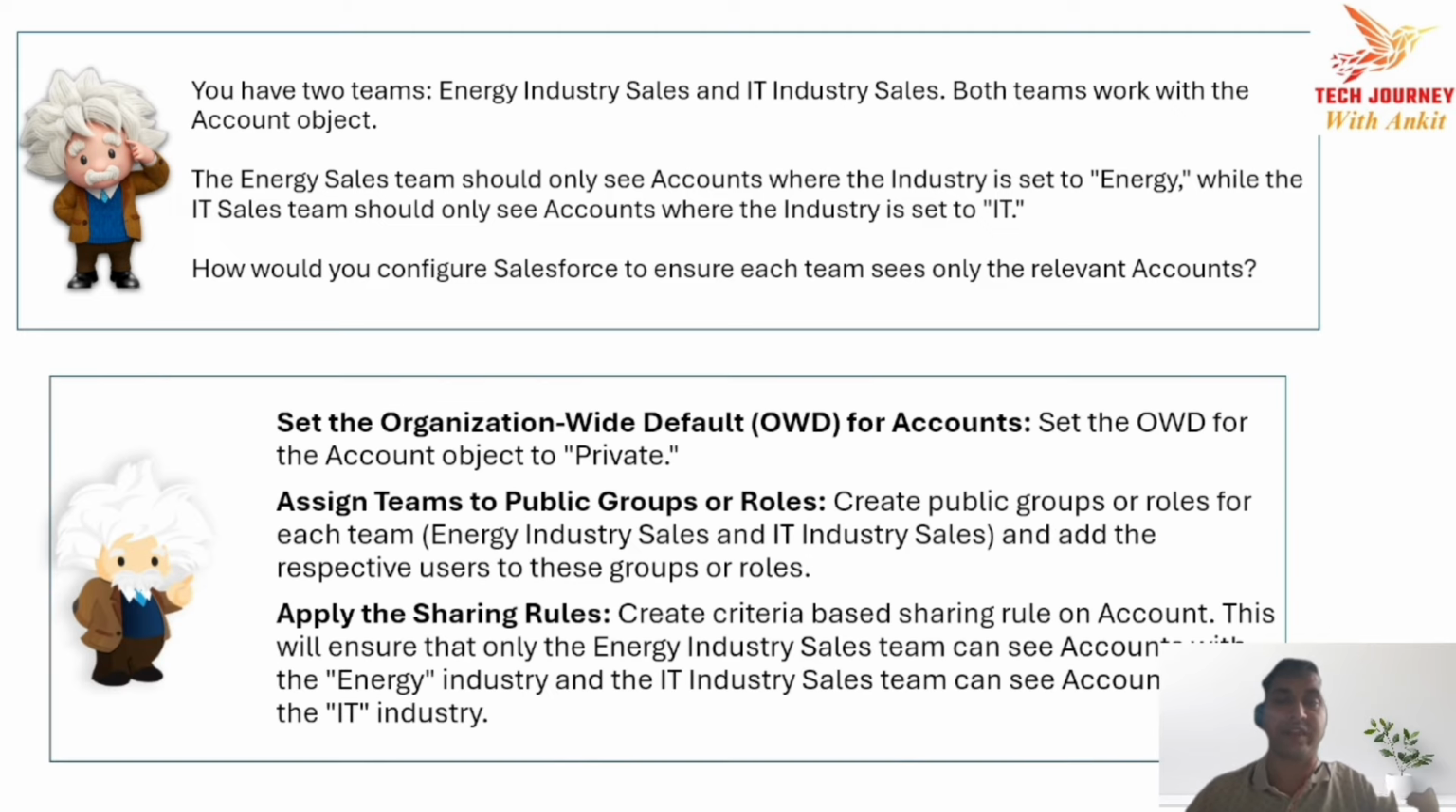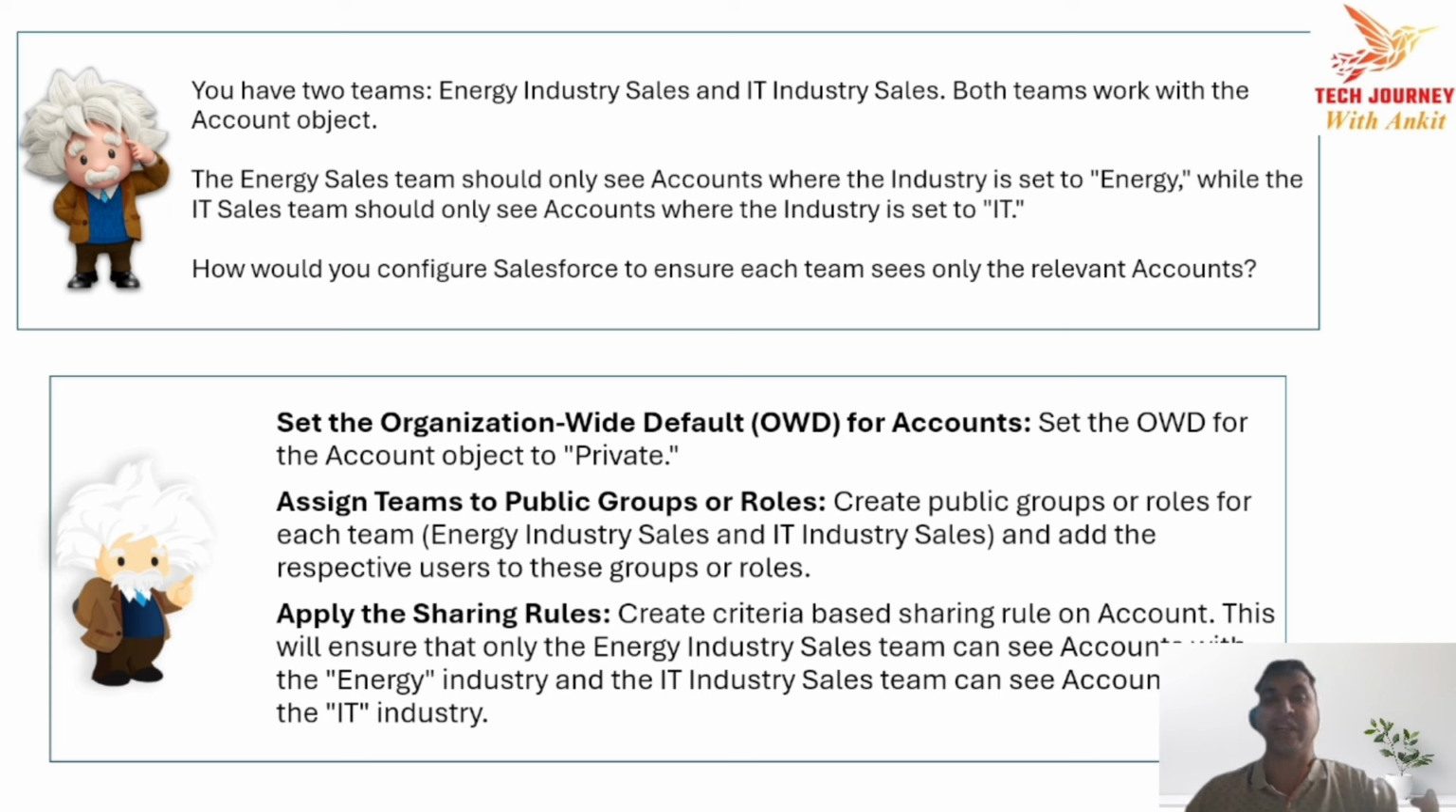The answer is very, very simple. You have to make sure that first, at the OWD level, the setup is private so that both the team users cannot see all the records. So that is the very first step that you have to do. After that, there can be more than one user. So basically, you have to do the bulk sharing of the records here because we are talking about teams. So there can be bulk sharing of records that needs to be done.